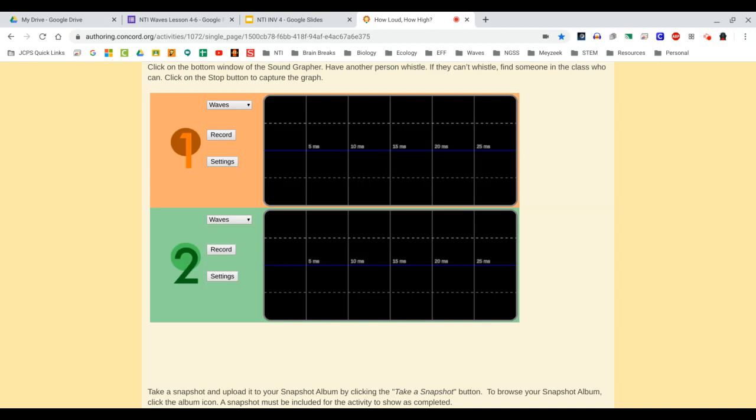A higher volume means a higher amplitude, a lower volume means a lower amplitude, and that's all dependent on how much energy you give the sound. So in order for me to have a higher amplitude, a higher volume sound, I would need to put in a lot more energy. And vice versa. If I wanted a lower sound, I would need less energy.